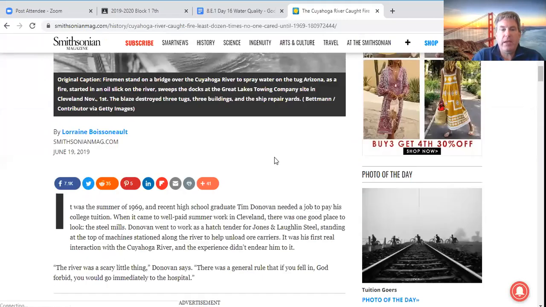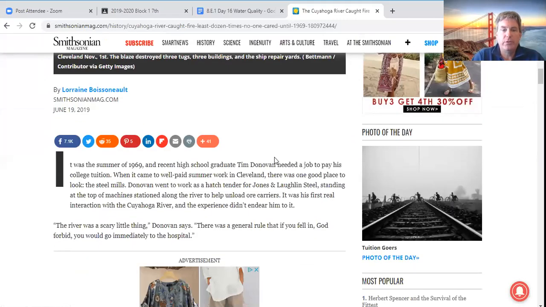So the river became so polluted that it literally caught fire. In the summer of '69, a recent high school graduate, Tim Donovan, needed a job to pay his college tuition. When it came to well-paid summer work in Cleveland, there was one good place to look: the steel mills. Oh, look at that. Industry causing pollution. Donovan went to work as a hatch tender for Jones and Lockman Steel, standing at the top of machines stationed along the river to help unload ore carriers.